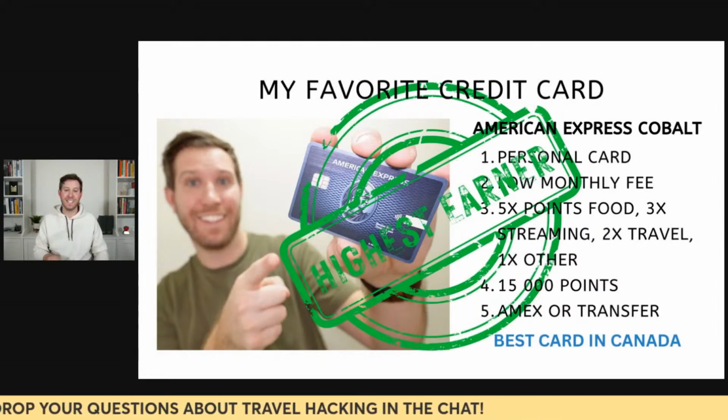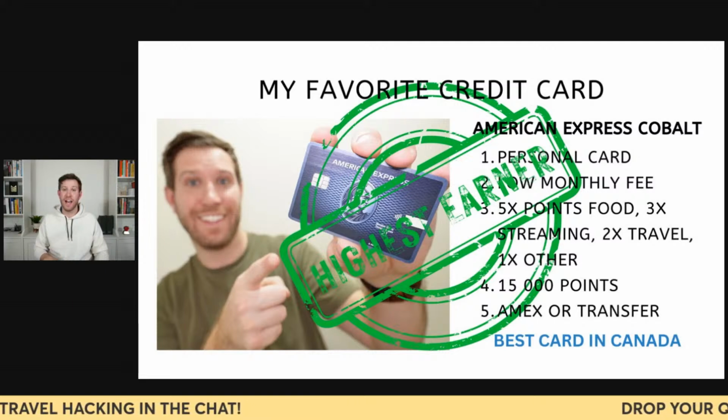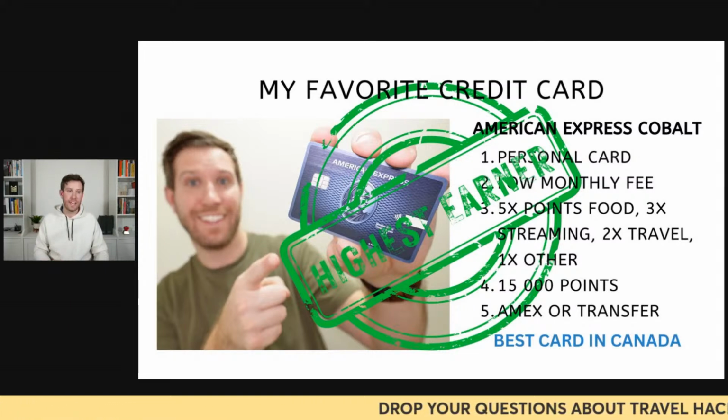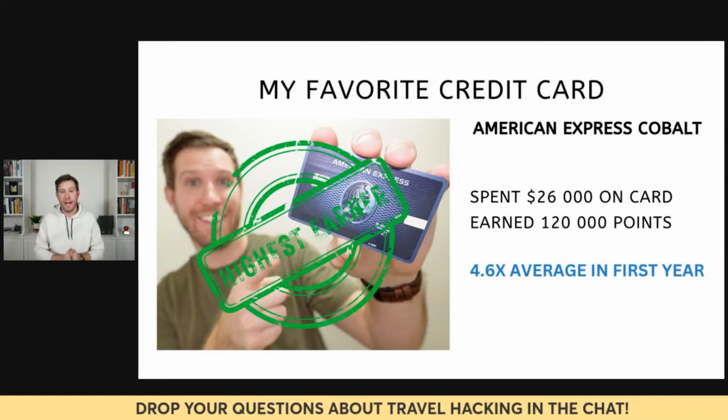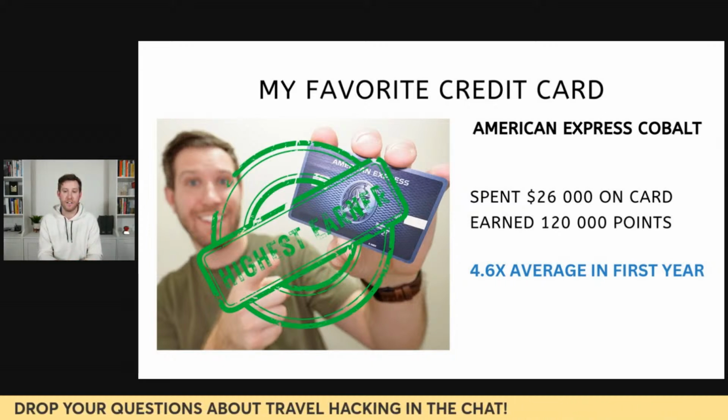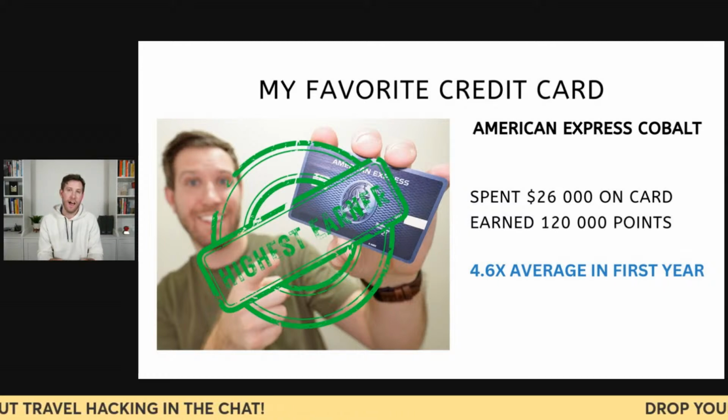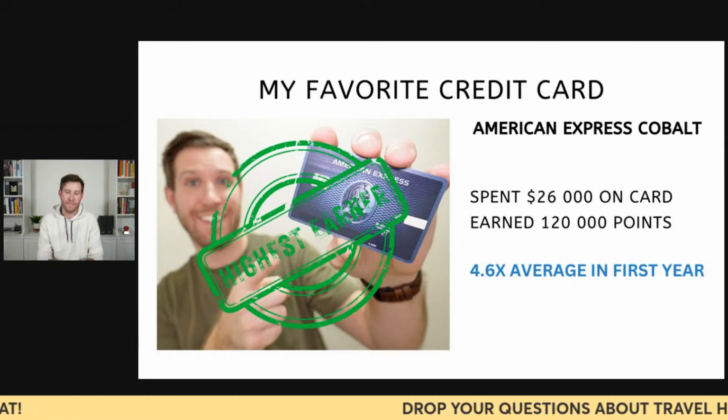This is the highest earner. So I want you to understand the points last year. I made a video on this. It's called my Amex Cobalt 1-year review. It's on YouTube, obviously. But with my Cobalt card last year, I spent $26,000, which is, yes, a lot of money on that card. But I earned 120,000 Amex points.